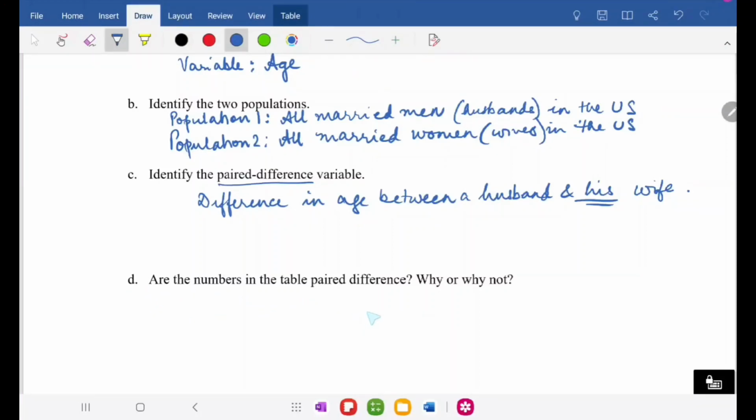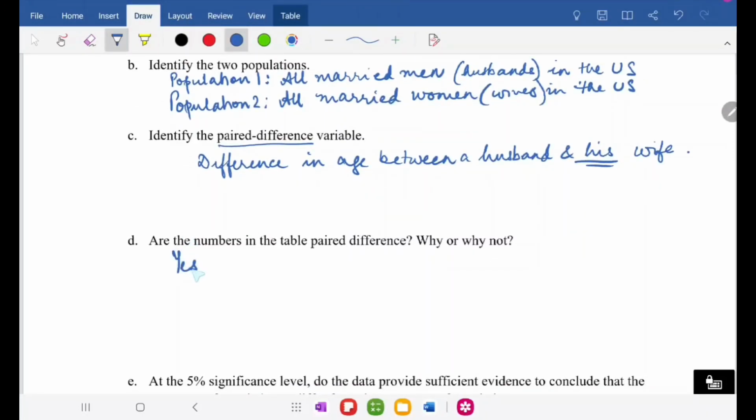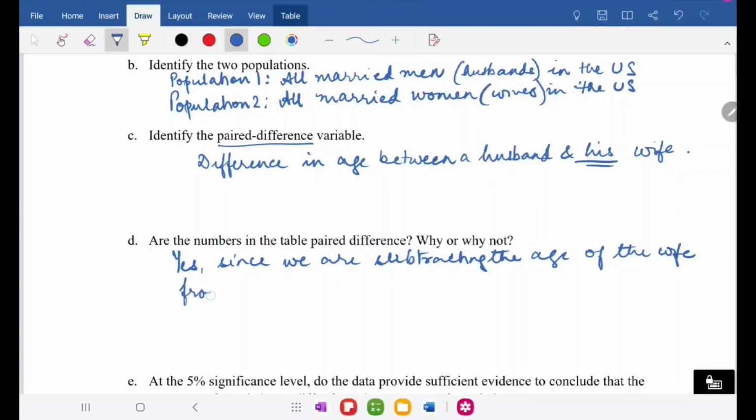Part D says, are the numbers in the table paired differences? Why or why not? Yes, they are paired because of the way they are arranged. Yes, since we are subtracting the age of the wife from the age of her husband, it is a paired difference.